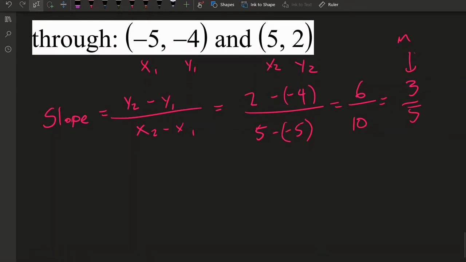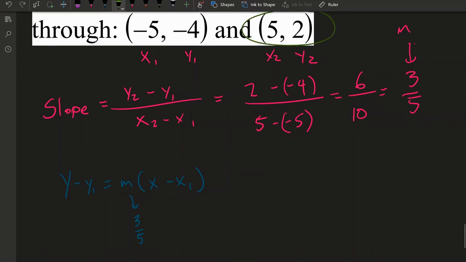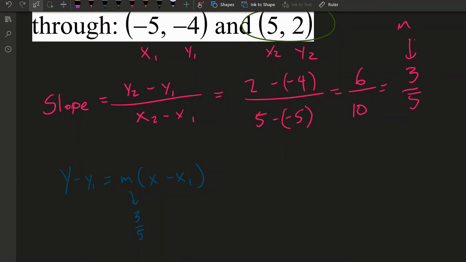Now that I know the slope, I can go ahead and start up point-slope form. y minus y1 is equal to m(x minus x1). I already know that the slope is 3/5, and so now I just need to plug in a point. At this point, you can choose which one you would rather use. I would rather use (5, 2) just because they're both positive numbers. So I would say y minus 2 is equal to 3/5 (x minus 5).